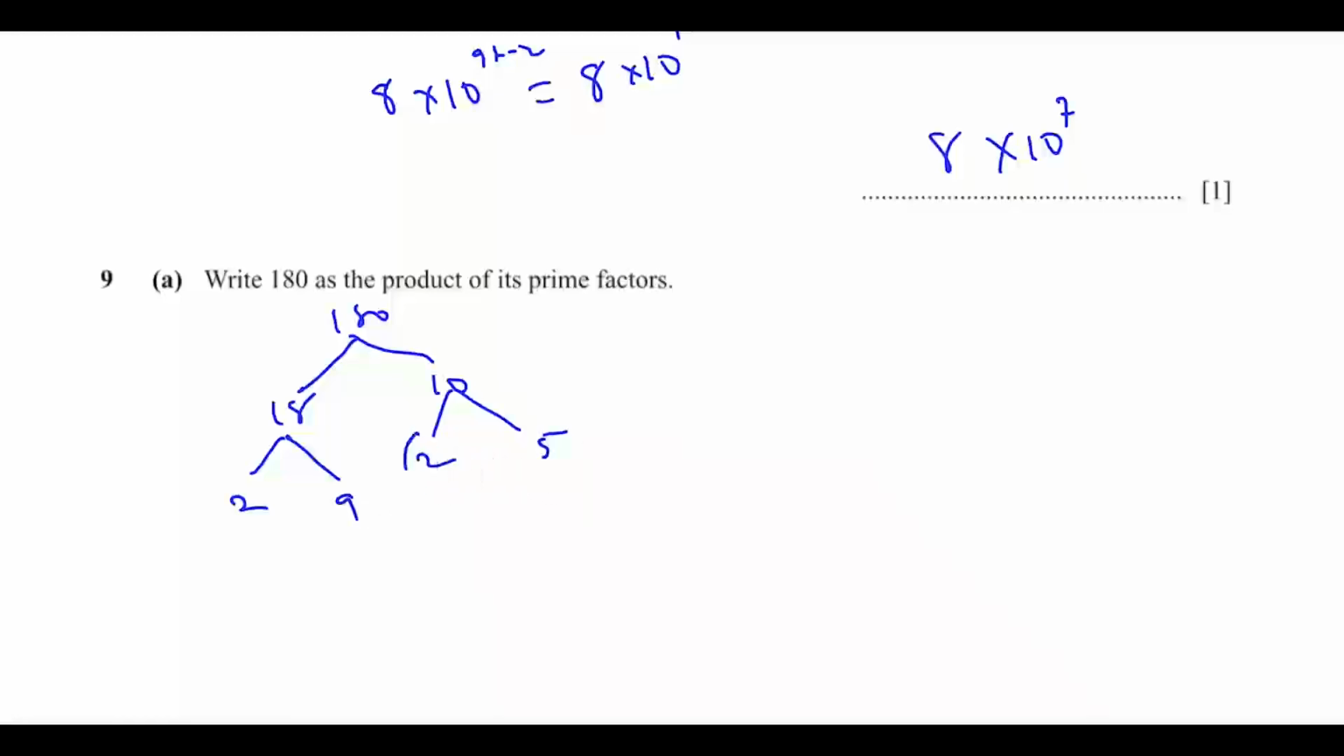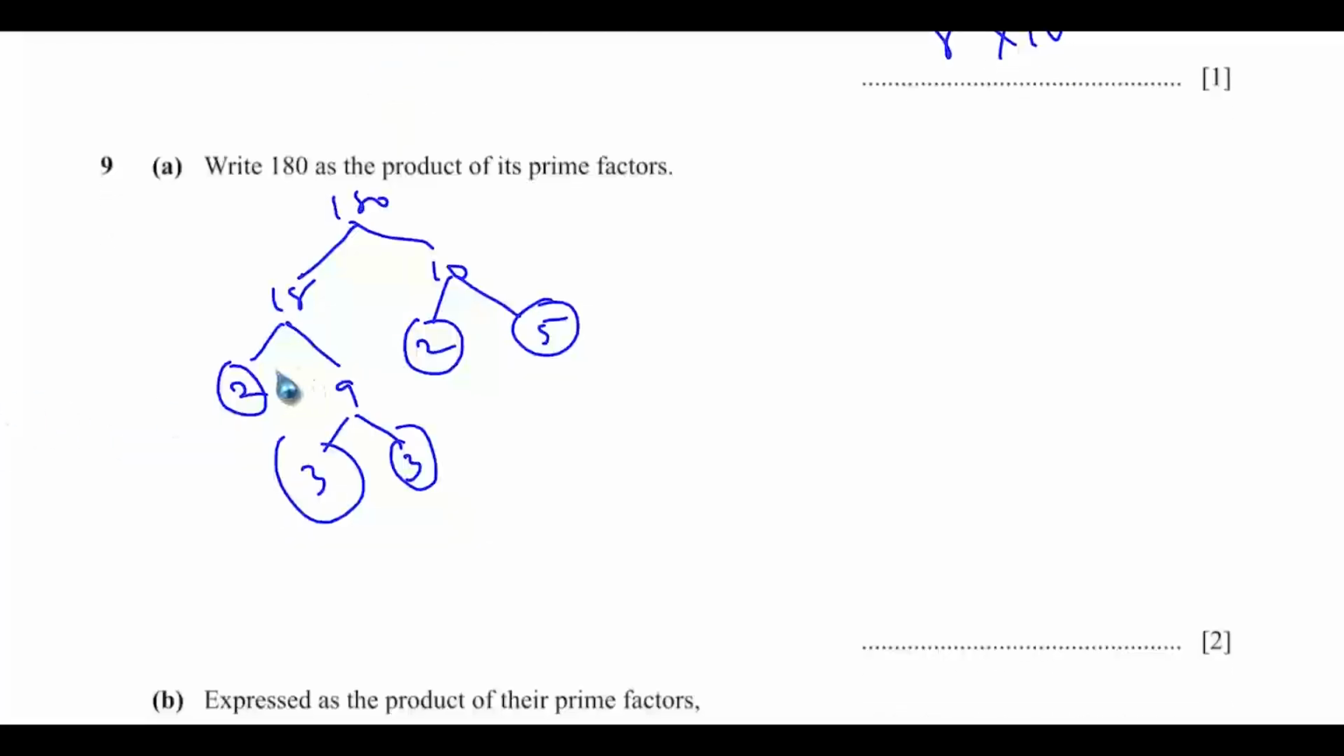Okay, so we are okay with this. We are okay with this. We are okay with this. So we need to split 9 into 3 times 3. So we are okay with this. So our answer will be 2 to the power of 2, because 2 appears 2 times, then times 3 to the power of 2, it appears 2 times, then times 5. So that's the final answer there.